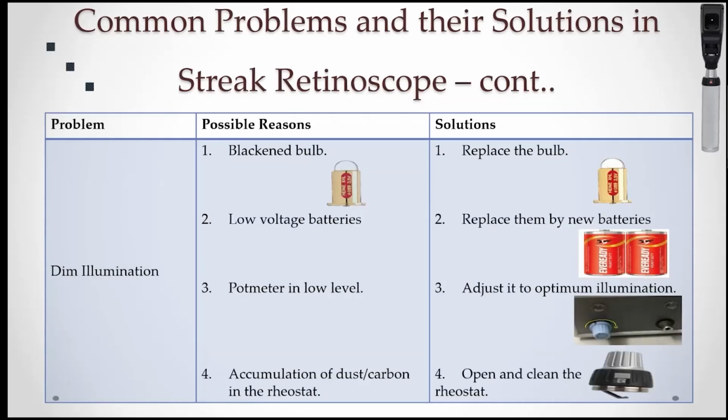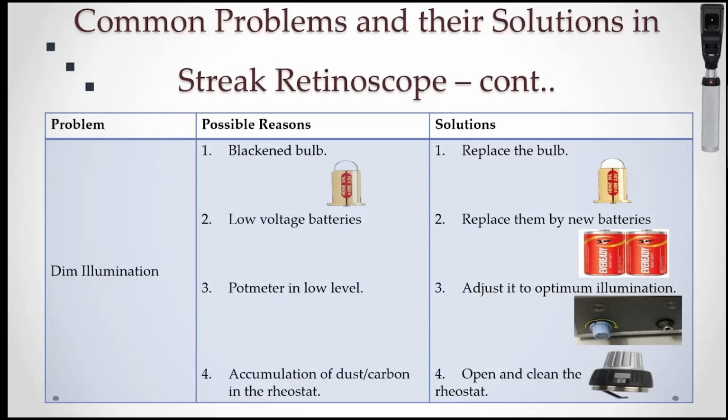And the next issue is dim illumination. Whenever the illumination produced by the Streak Retinoscope is insufficient, then you have to check whether the glass portion of the bulb is clear or not. Sometimes it gets blackened or whitish, then it won't give you enough illumination. So in this case, you need to replace the bulb with one of the same rating.